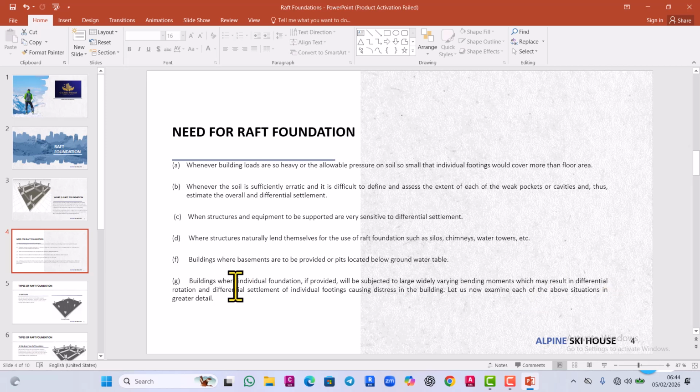And also the last one says buildings where individual foundations, if used, will be subject to large bending moments. It may result in differential rotation and differential settlement. So it's still the same thing we are saying. So that is it.